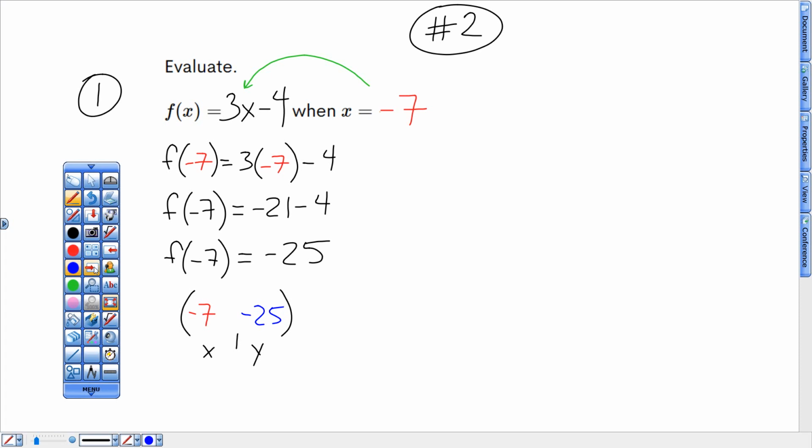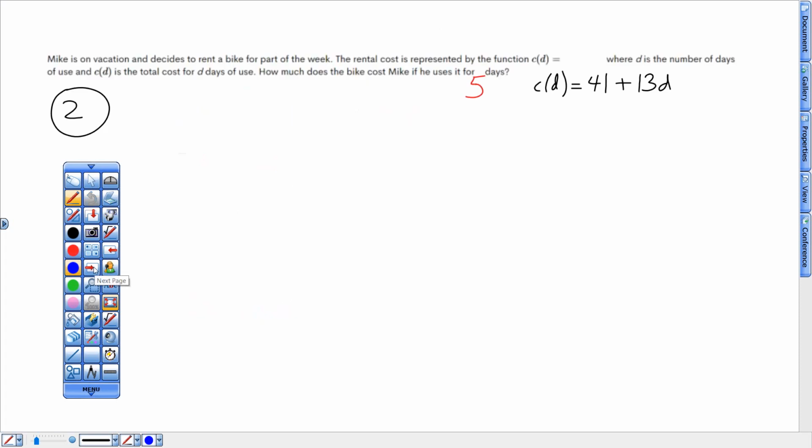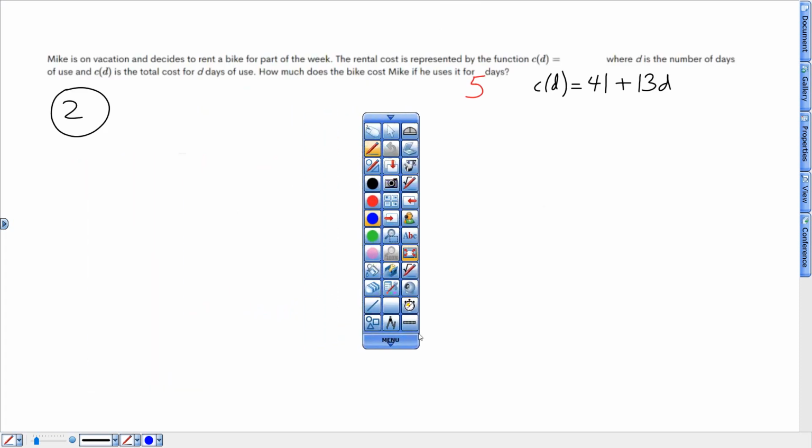All right, moving on. Number 2. This one, again, another plug-in. Only way you're going to miss this is lack of precision. Plug that in for D. Show me that function notation, the cost.